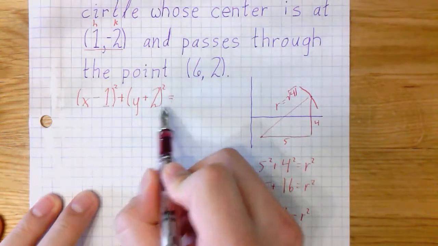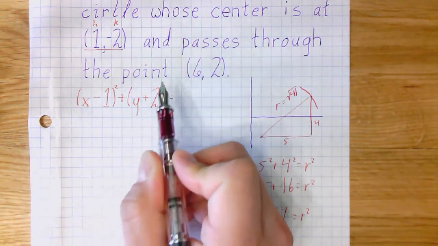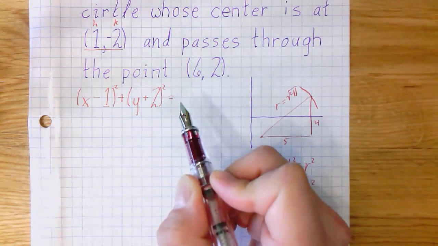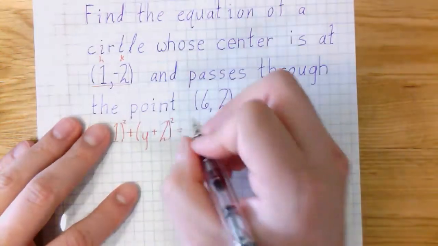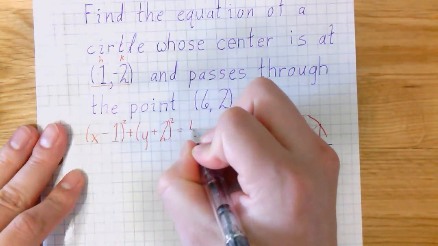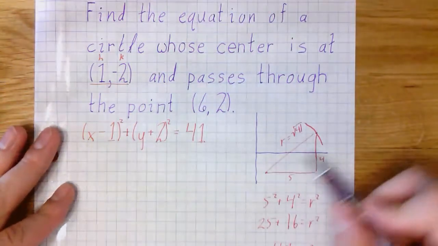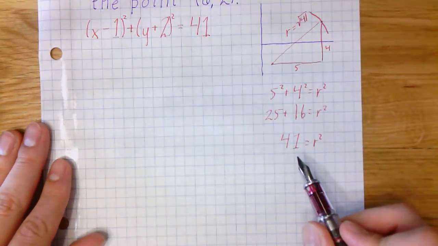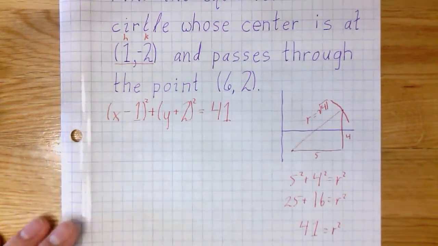But remember, this is x minus h squared plus y minus k squared equals r squared. I don't want to put square root 41 here. I want to put 41. I want to put what is r squared in there. So make sure you put the correct answer for what goes on the other side of the equal sign. Use the distance formula to find your radius. Make sure you plug in your radius squared into the equation. Okay, cool. So there you go.